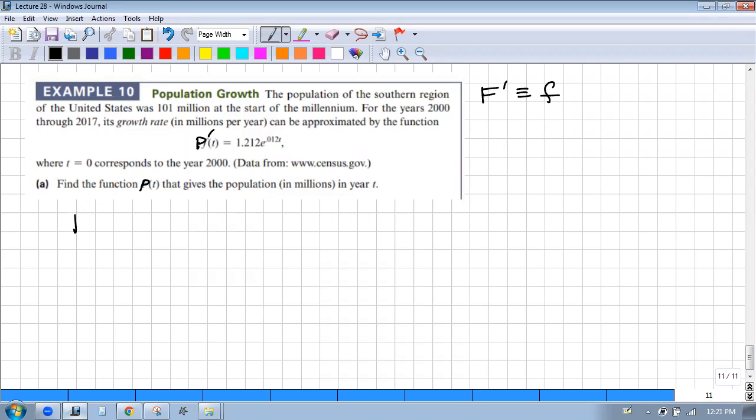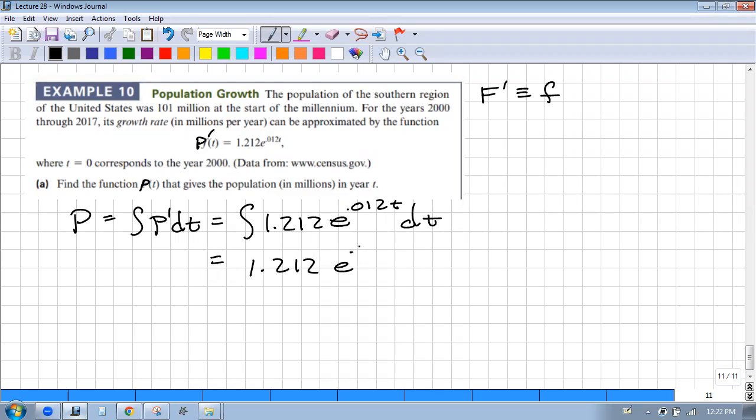So find the population. Well, P is the integral of P prime, the integral of 1.212 e to the 0.012 t dt. This is 1.212 e to the 0.012 t over 0.012, plus a constant. And we could simplify, what is this? 1.212 divided by 0.012, 101, yeah. 101 e to the 0.012 t.